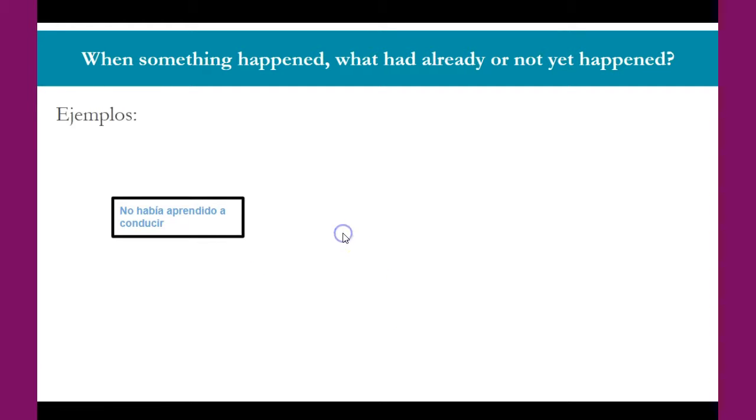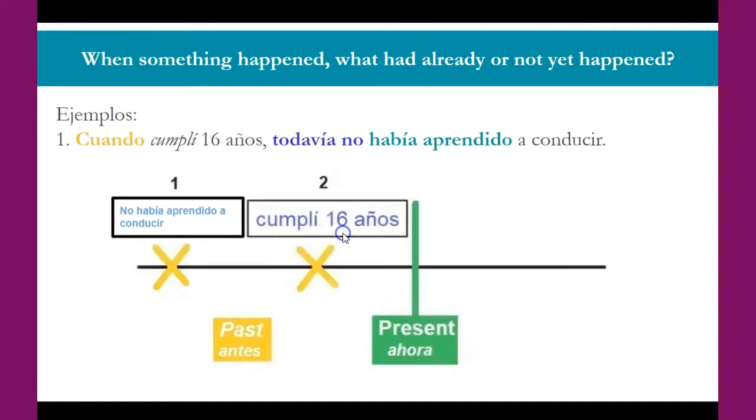Sorry, I wanted you to see this in a timeline. The example that we just saw: cuando cumplí 16 años, todavía no había aprendido a conducir. So I turned 16 and I had not yet learned how to drive. What you're expressing with the past perfect is a past that happened before another past action. I had not yet learned how to drive, and then I turned 16 years old. But you're not telling this in chronological order. You're just saying, when I turned 16 years old, I had not yet learned how to drive. And then you're using the past perfect.